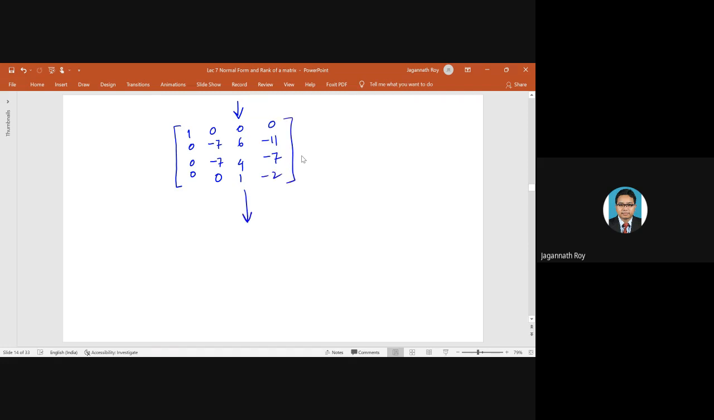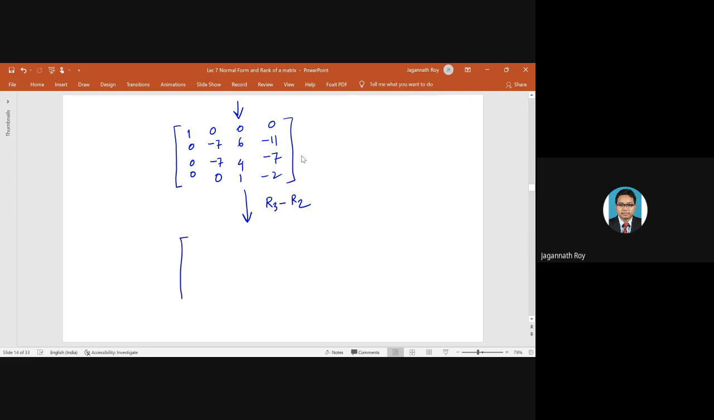Next, what do we do? We will try to make this one 0, because this is our pivot element. So we'll try to make them 0. And of course, you can divide by minus 7 also. And this is also minus 7 you can do. But since 7 is already there, our aim is to get 0 here. So we can just write it as R3 minus R2.